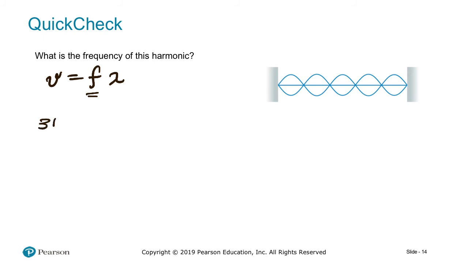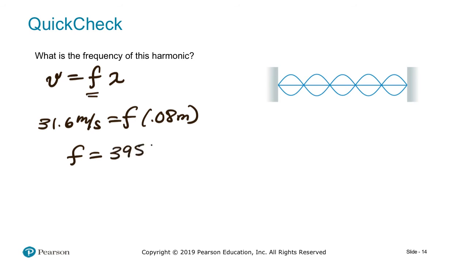I know my velocity was 31.6 meters per second, and from that earlier problem, I figured out that my wavelength was 8 centimeters by counting the bumps. Oops, 8 centimeters. And so if I solve that, 31.6 divided by 0.08 is 395 hertz. That's the frequency of this harmonic. And if you heard that frequency being played as a sound wave, you'd hear it as like a G. I think that's around a G on the piano.